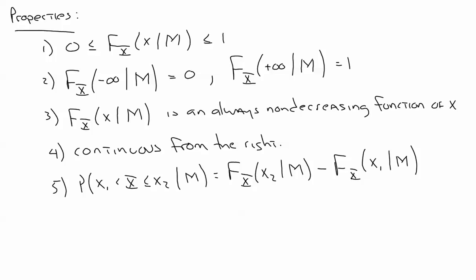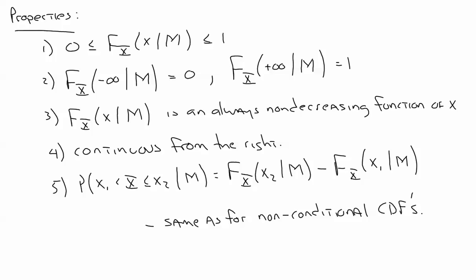All right, if you want to find the probability that x falls within the range x1 to x2, given that event m occurs, you just subtract the conditional cumulative distribution functions for x evaluated at x2 and x1. Basically the same as for non-conditional CDFs. Okay?